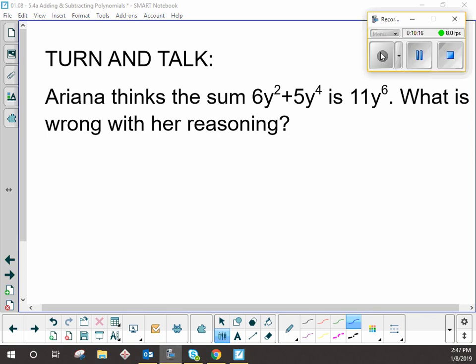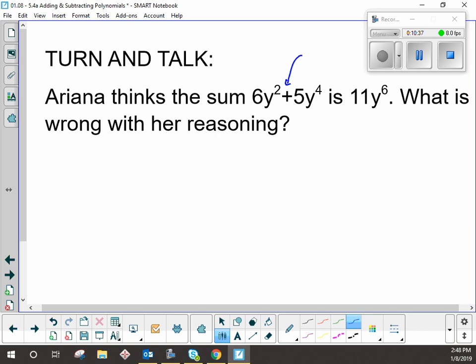Almost, not yet. Okay, so what did y'all come up with? Why is she wrong? What did she do wrong? She added the exponents, right? Yeah, you can't do that. You can only add exponents if it was multiplying, which we're going to talk about multiplying tomorrow.